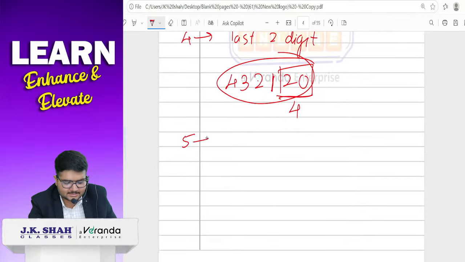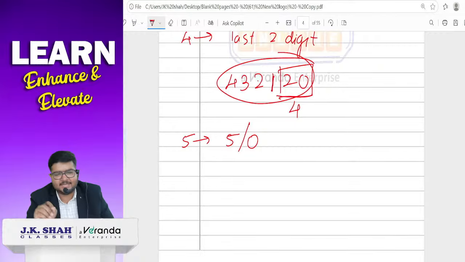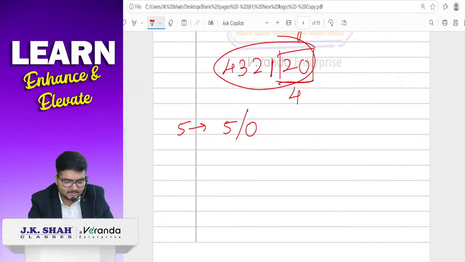The next is 5. 5 ka divisibility is very easy. Any number which ends with 5 or any number which ends with 0, those numbers are divisible by 5. Otherwise they are not divisible by 5. What is the divisibility of 6? The divisibility of 6. Please listen carefully.